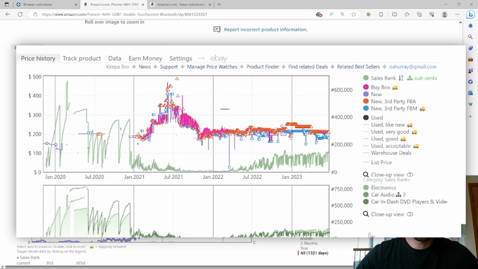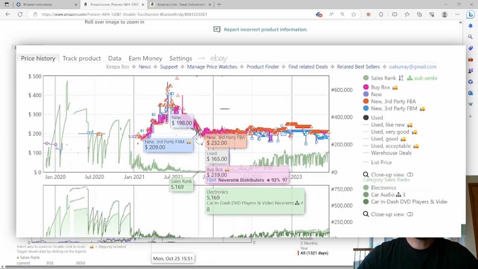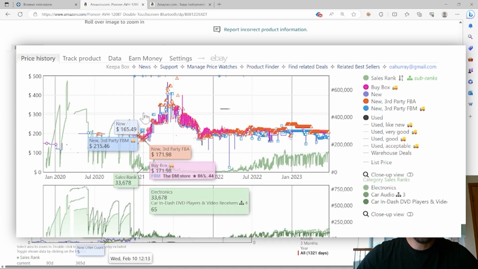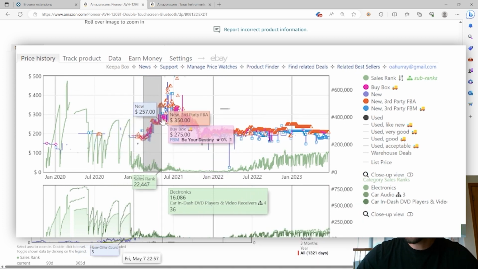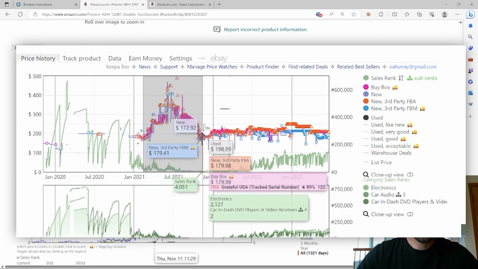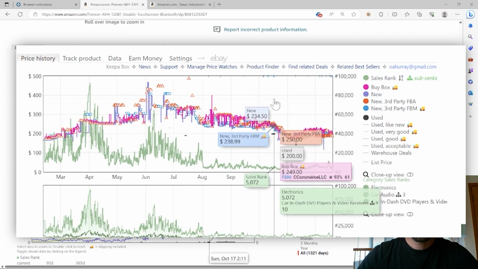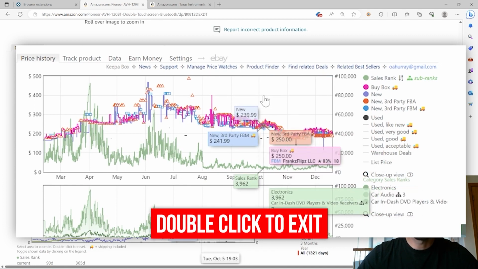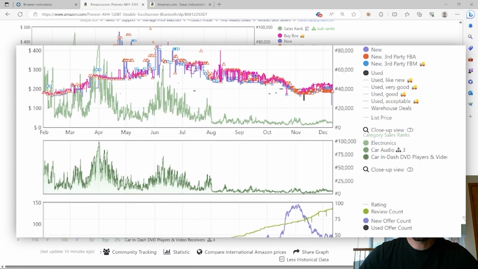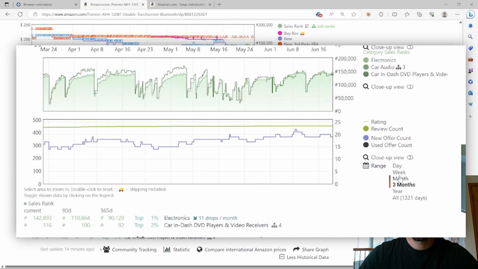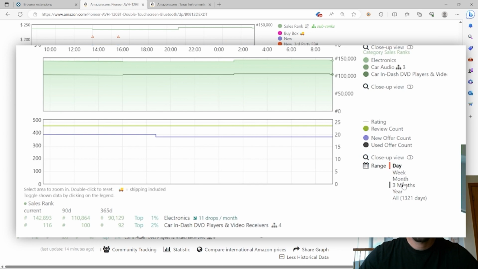Another thing that I just did without even remembering it is that if you want to zoom in on a certain section, you can just hover your mouse over there and then push down your left mouse and then scroll over and then let go, and you'll zoom into that section. Then if you want to exit that, you can double click, or you can go down to this section and click a year or 3 months or just today or all.